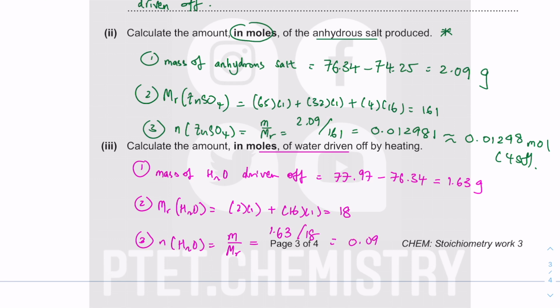Again, there's 0.090556. So to 4 significant figures, we don't count the number in front. This is 1, 2, 3, 4. We count the 0 here because this is in between other numbers. So this is first, second, third, and fourth. So you look at the fifth one, it's more than 5. So you have to add one more. So 0.09056 mole. This is to 4 significant figures.